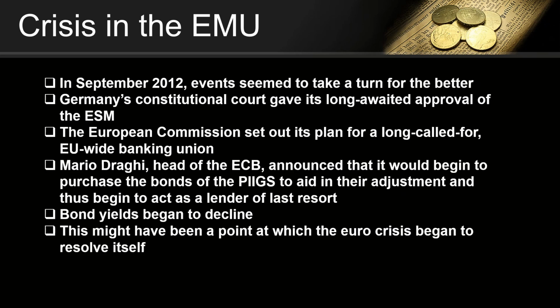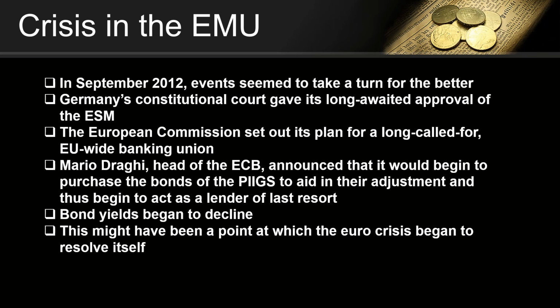In September 2012, events seemed to take a turn for the better. Germany's Constitutional Court gave its long-awaited approval of the ESM. The European Commission set out its plan for a long call for an EU-wide banking union. Mario Draghi, head of the ECB, announced that it will begin to purchase the bonds of the PIIGS to aid in their adjustment and thus begin to act as a lender of last resort. At that time, bond yields began to decline, and this might have been a point at which the euro crisis began to resolve itself.